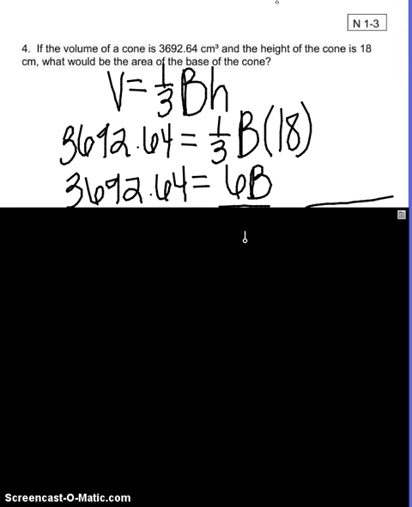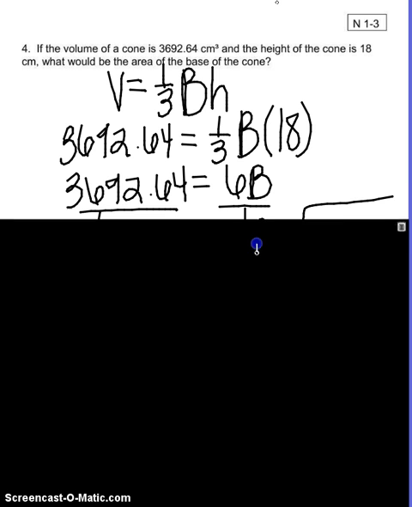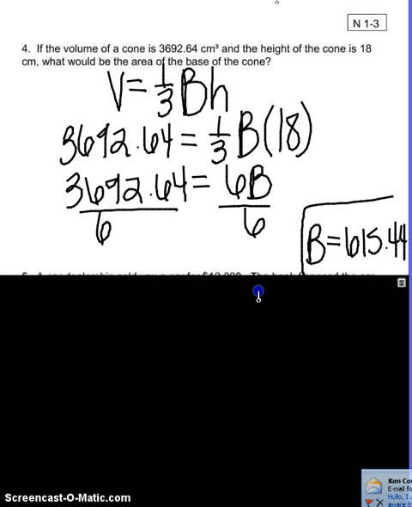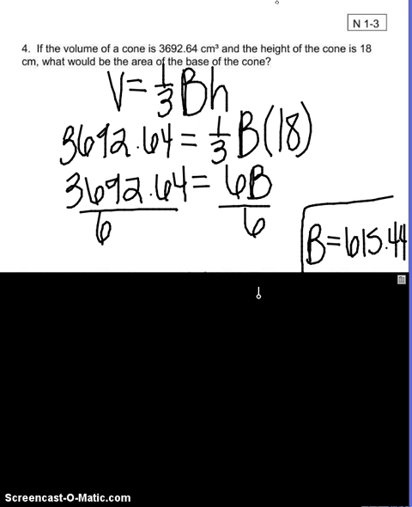When I multiply the 1/3 and the 18, I get 6. So what I should have is 3,692.64 is equal to 6B. In order to solve for area of the base, I'm going to have to divide both sides by 6. And I should end up with area of the base is 615.44. Again, it might be something a little bit different depending on whether you used 3.14 or pi.